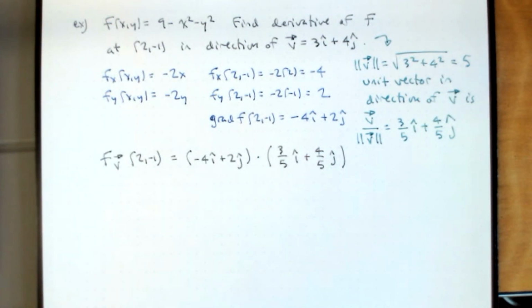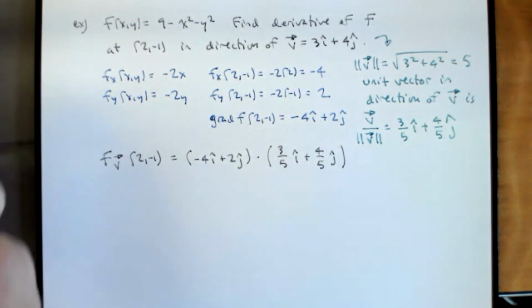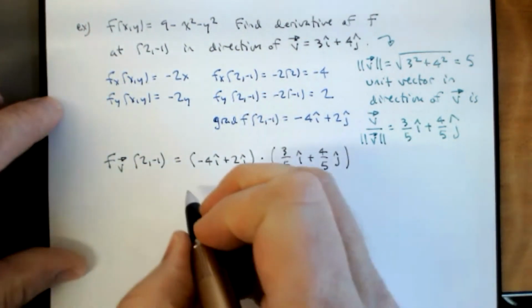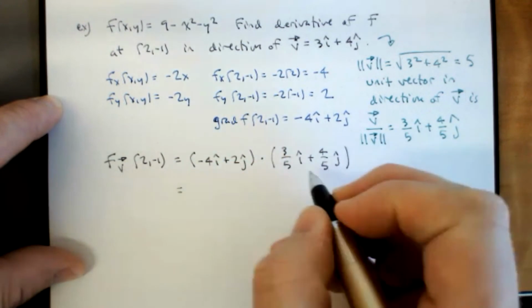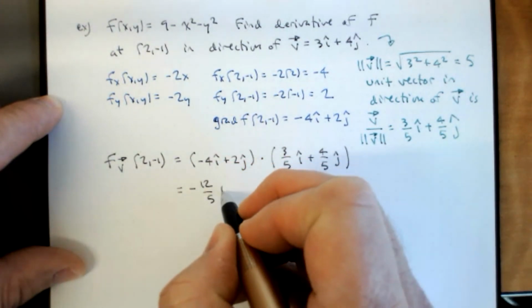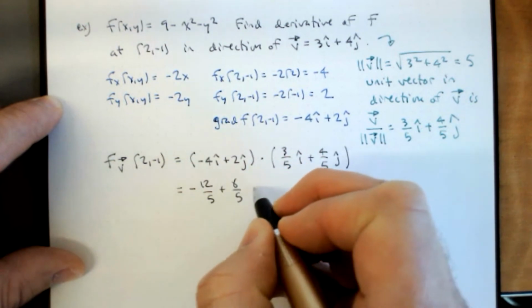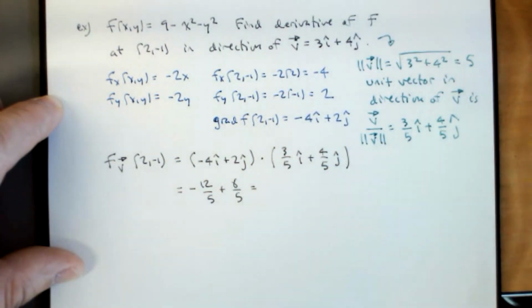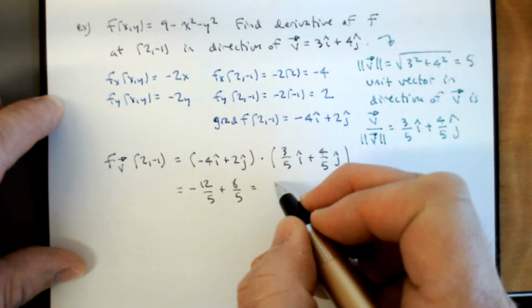We're going to be combining these two vectors with a dot product. So we're going to come up with a scalar. So I'll have negative 12/5 plus 8/5. And that's going to be negative 4/5.